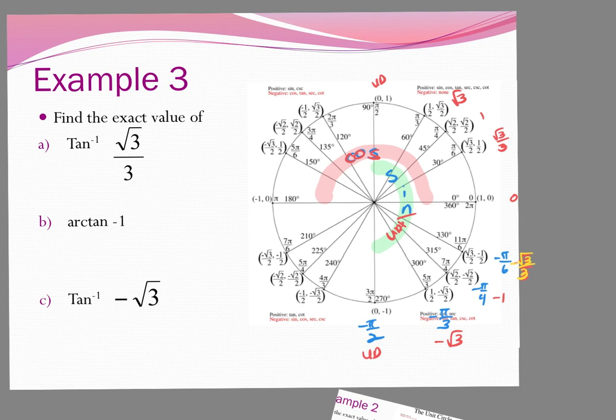So arc tan of root 3 over 3 is what? Negative pi. Oh no, positive pi over 6. Yeah, you're right. Sorry. Arc tan of negative 1? Negative pi over 4. And arc tan of negative root 3? Negative pi over 3. Good.